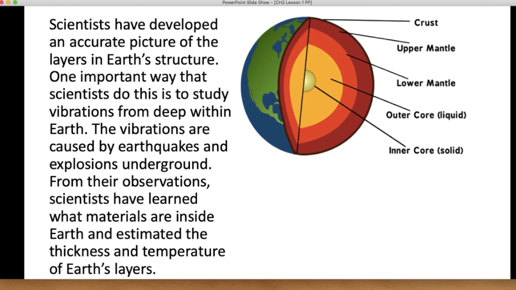So you can see in the graphic, we've got the crust or outer crust, right? Okay, that's where we live. Okay, the upper mantle and the lower mantle. Okay, the outer core, which is liquid, and the inner core, which is solid. Okay.